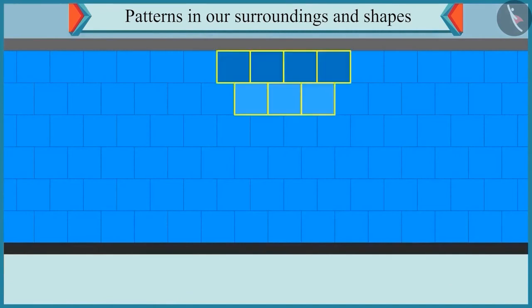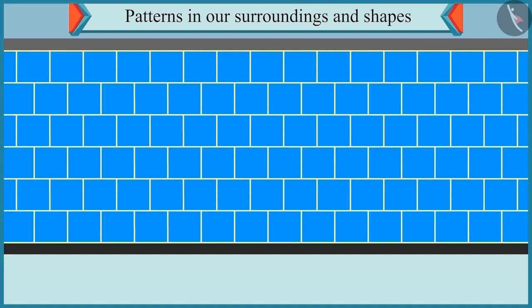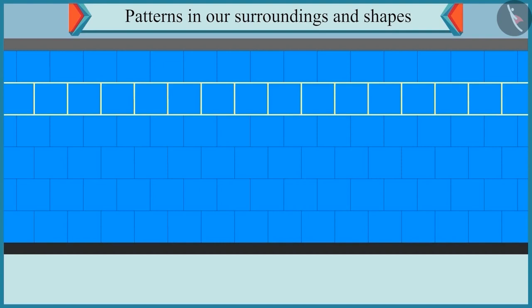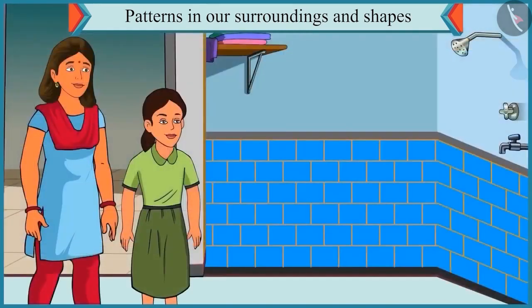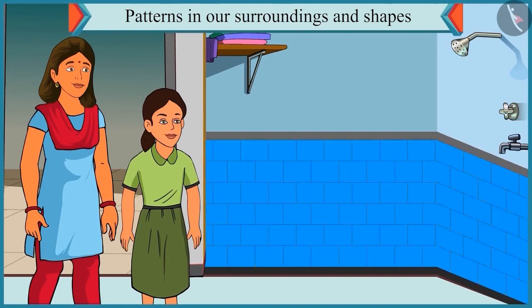Look, a pattern is made in the tiles by sticking them in this manner. Oh yes, here in the first row, the tiles are laid in a uniform manner. And in the second row, the tiles are placed in between two tiles above it. And this pattern is repeated again and again. Okay, so this is a pattern, isn't it?